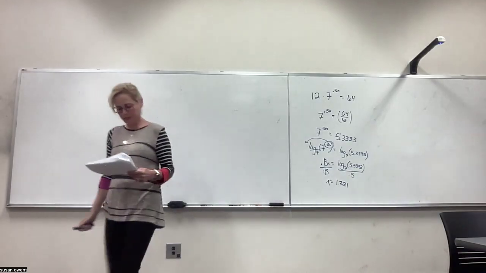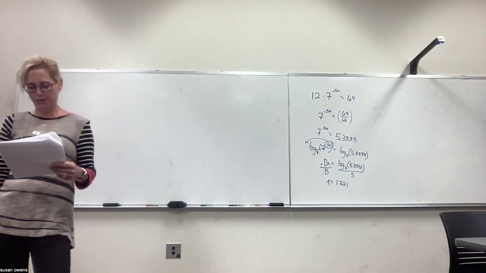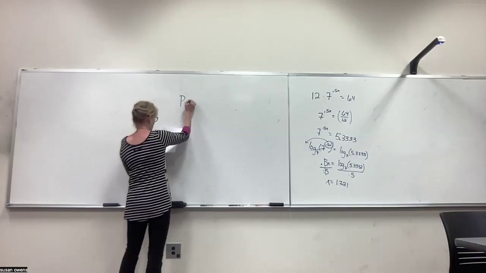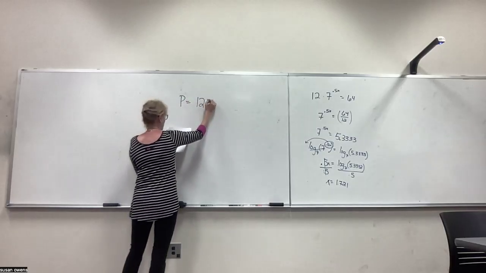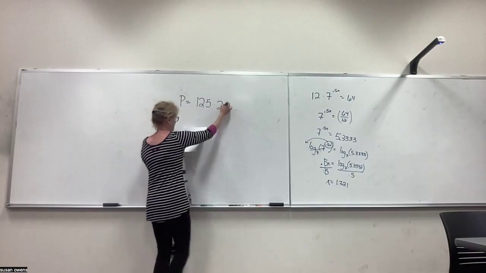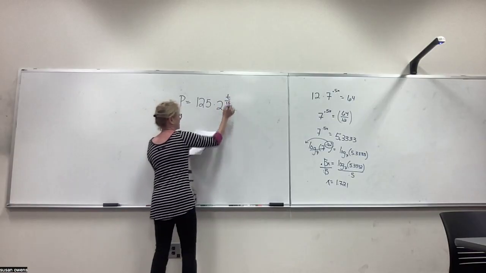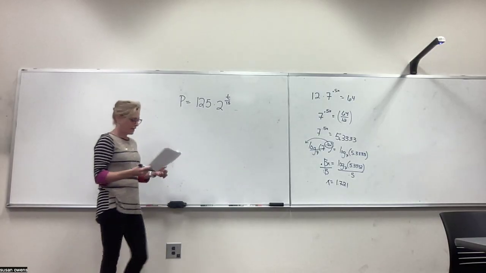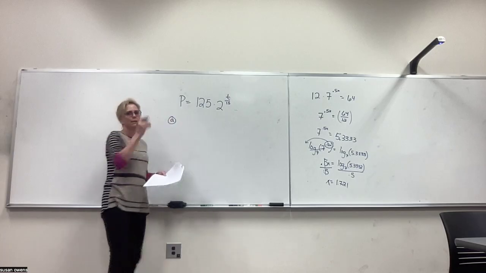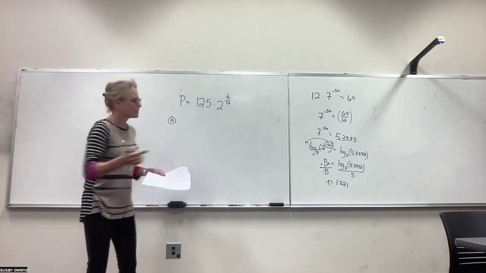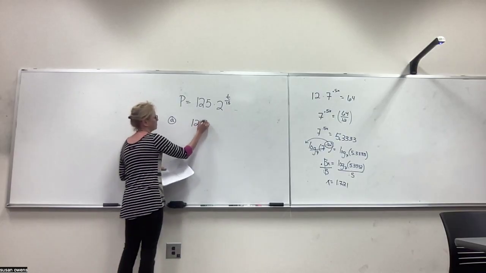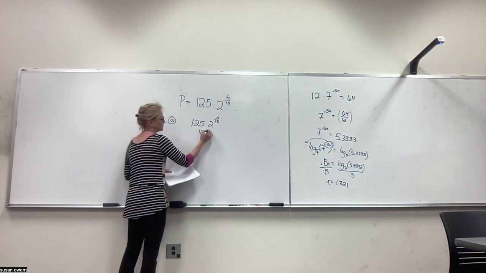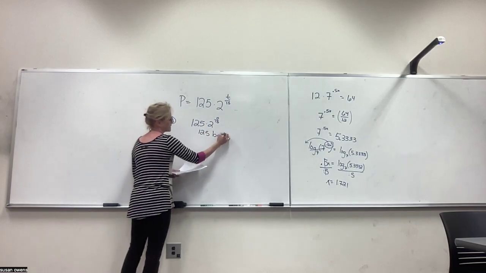A bacteria colony doubles its population every 15 hours. The expected population after T hours is given by the function population is equal to 125 times 2 to the T divided by 15 power. What is the initial population? A, initial population is when time is 0. So substitute 0 in for time. Label your answer.